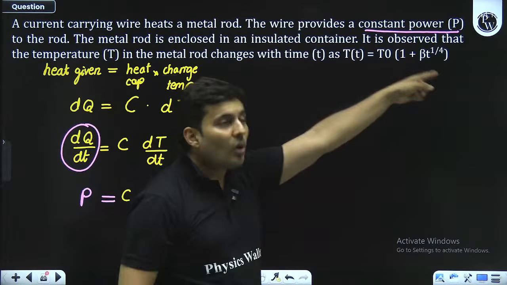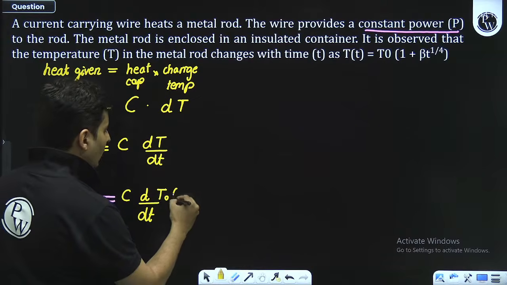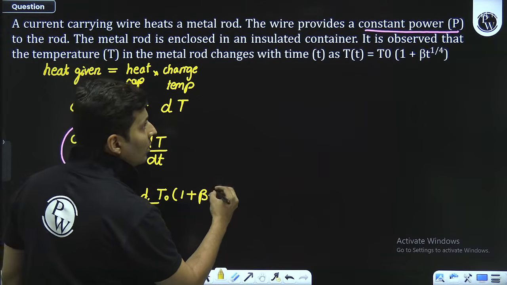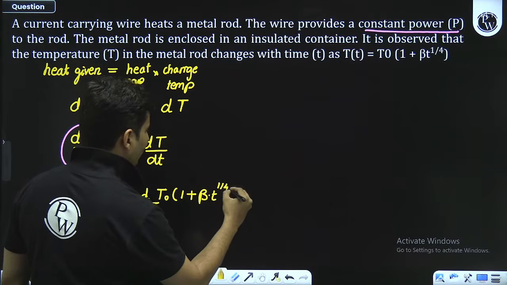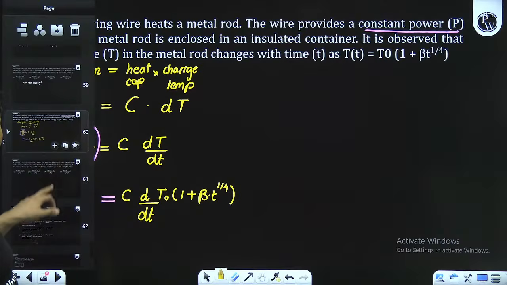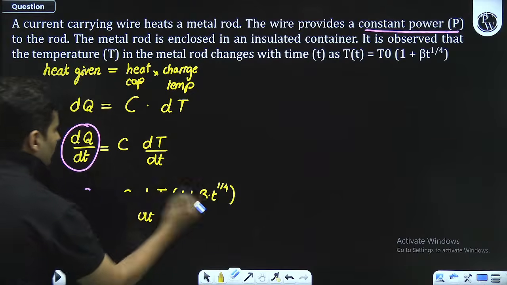Now, temperature is already given to me. It is nothing but T naught into (1 plus beta into time) whole raised to 1 by 4. So I just probably have to take the derivative of this, nothing more. I just have to take the derivative of this. That's all. Okay.